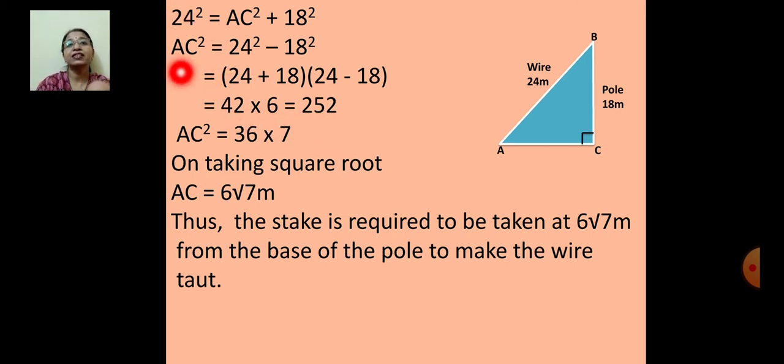252. But this is AC square. We want the value of AC. So this 252 you can factorize in such a way that one factor is a perfect square. So now on taking square root, AC is equal to square root of 36 into 7, which is 6 root 7 meters. Thus, the stake is required to be taken at 6 root 7 meter from the base of the pole to make the wire taut. Understood? Simple. This is for 2 marks.